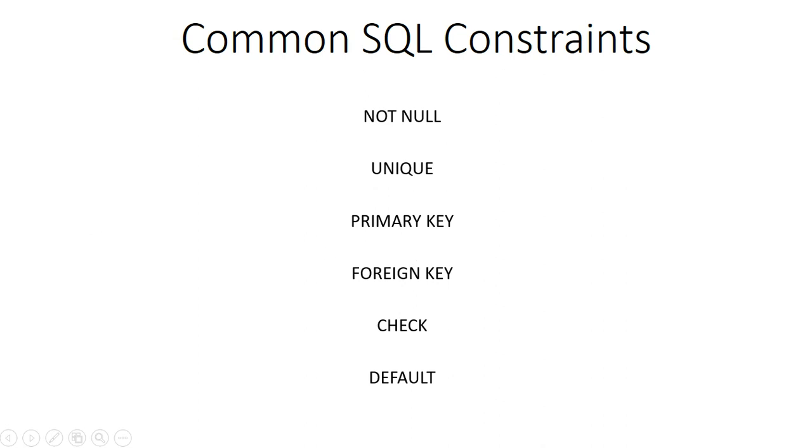Then we have index. The create index statement is used to create indexes in tables. Indexes are used to retrieve data from the database more quickly than otherwise. The users cannot see the indices. They are just used to speed up searches or queries. Right, so these seven are the common SQL constraints.